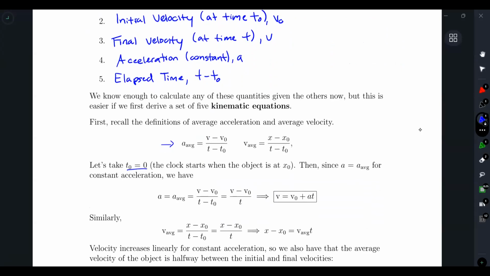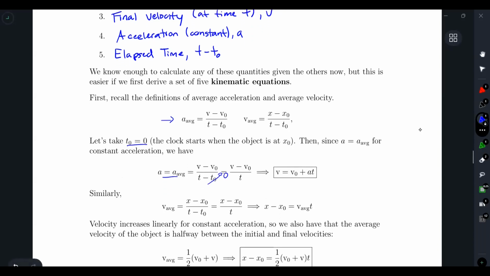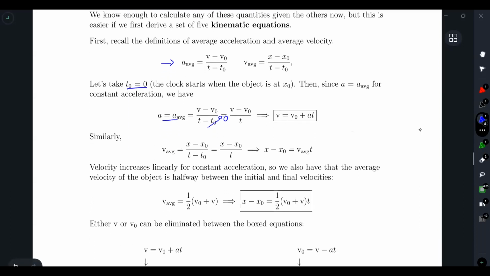We'll always assume you have the stopwatch starting when the thing is at whatever you're calling the initial position. We've said that if acceleration is constant, meaning the velocity time graph has a straight line on it, then the instantaneous and average acceleration are the same. So we can equate them and then rearrange. This is just me saying initial time is 0. If we rearrange, we get our first kinematic equation. So we'll bank that for later.